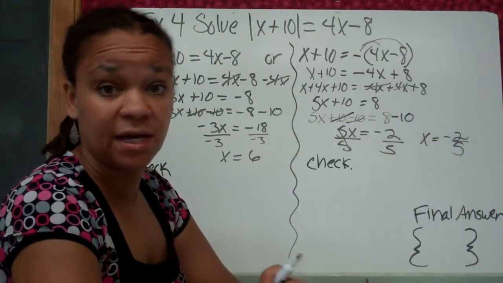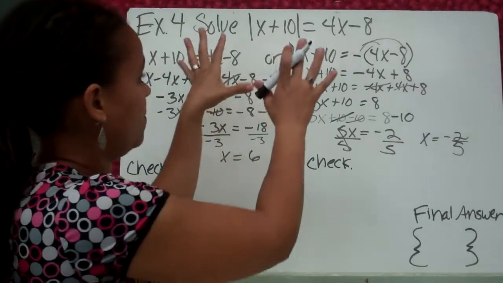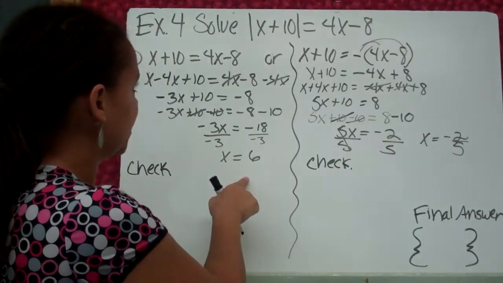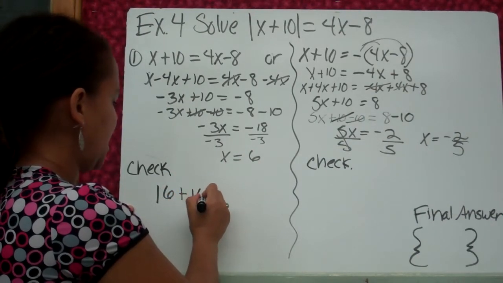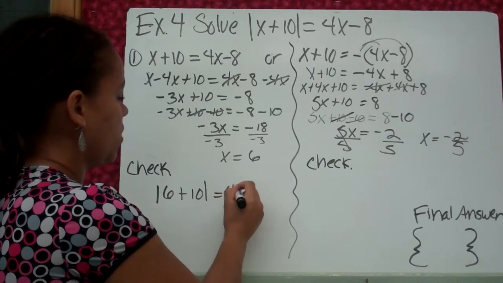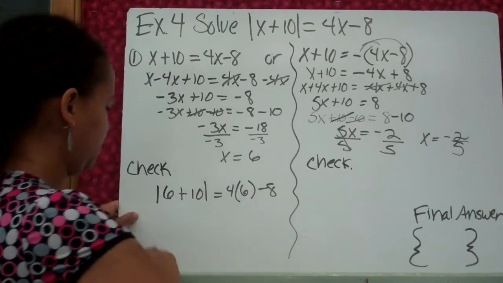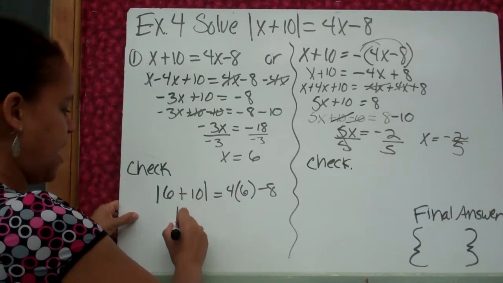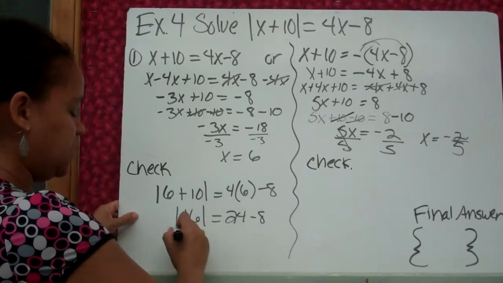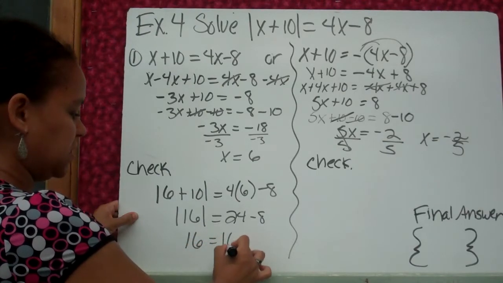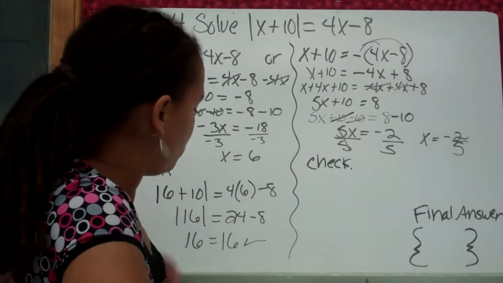So now we have two different answers, and we want to check those. We want to check and see if they would be equal. So let's look at 6. If I put in the absolute value of 6 plus 10 is equal to 4 times 6 minus 8. 6 plus 10, the absolute value of 16 is equal to 24 minus 8. This is 16. This is 16. This works. All right, so now we know that this one works.